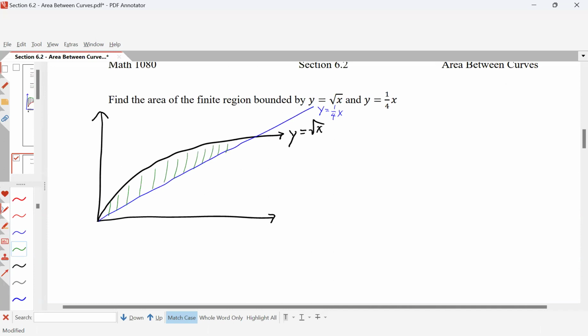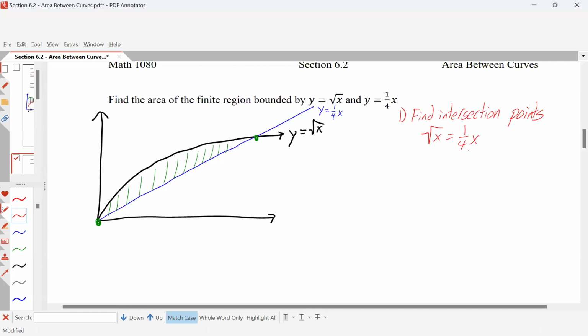First thing is that we're not given the start and end of this integral. So we need to find that. Finding these 2 points would be finding the intersection points. So first things first, find the intersection points. So when does the square root of x equal 1/4 x?